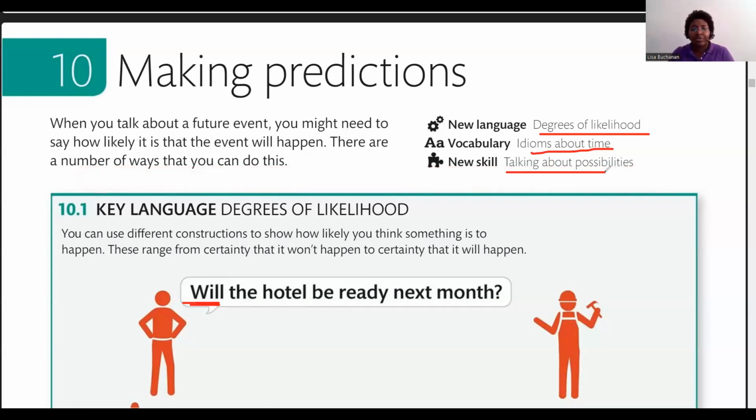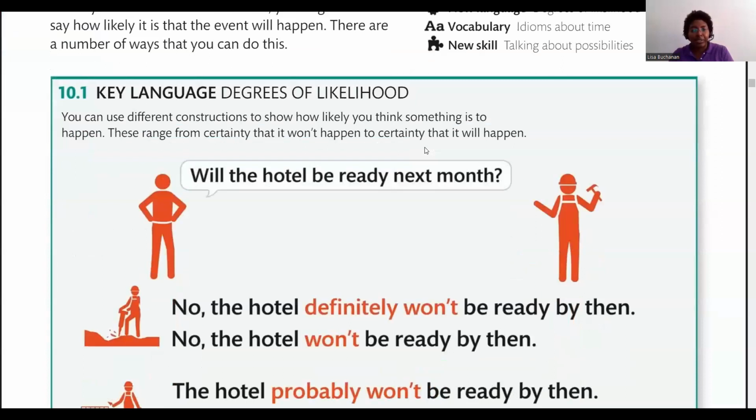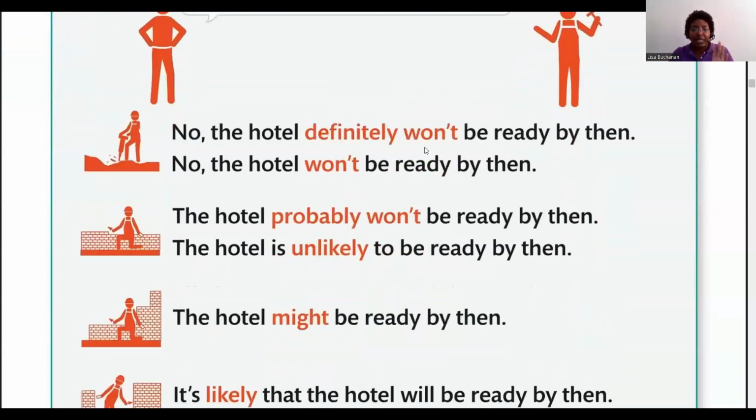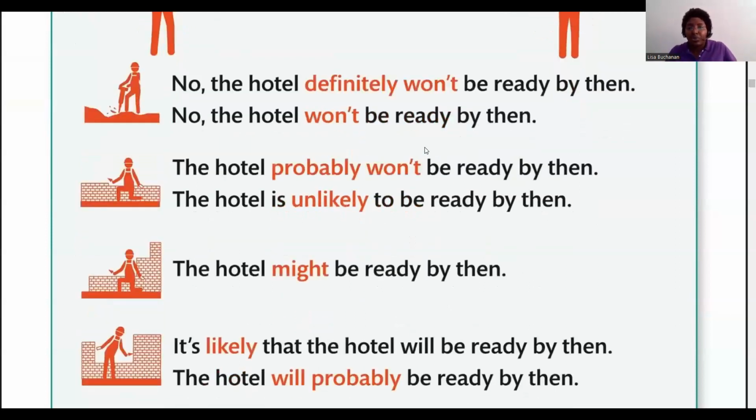So let's look at our first example. Will the hotel be ready next month? So we are asking, what is the likelihood that the hotel will be complete? There are different ways to answer this question. Let's look at some of those possibilities, and each possibility has a different word associated with it. It lets us know if something is very likely to happen, maybe in between, or unlikely, a low chance. So you can answer in these ways.